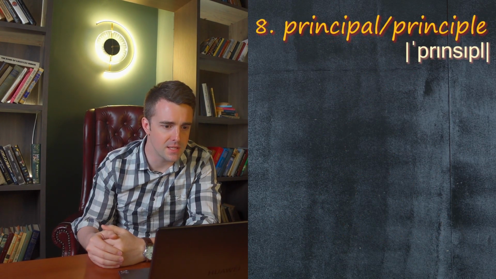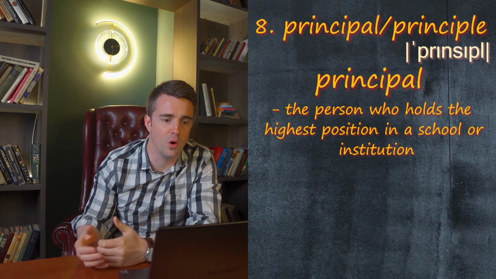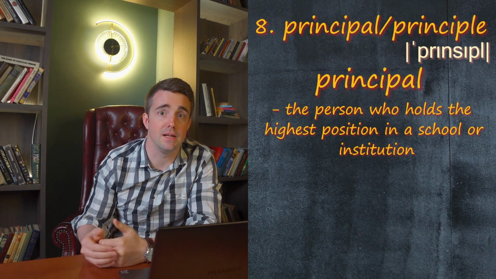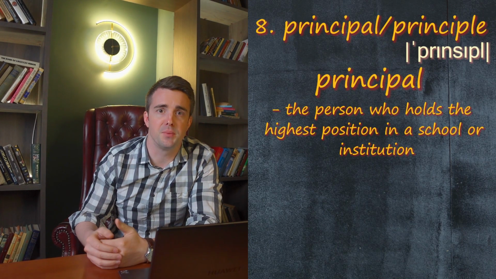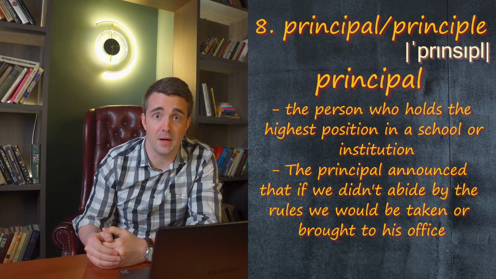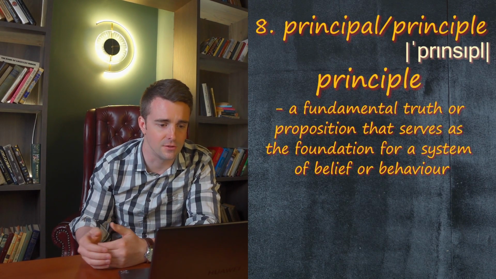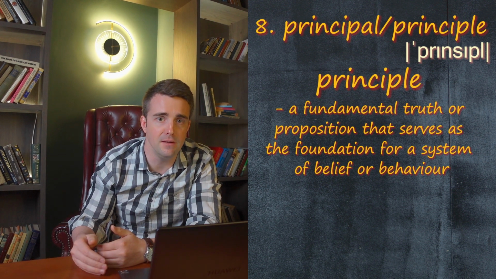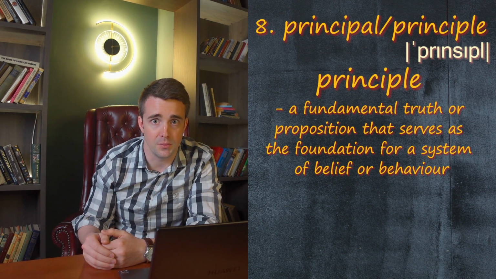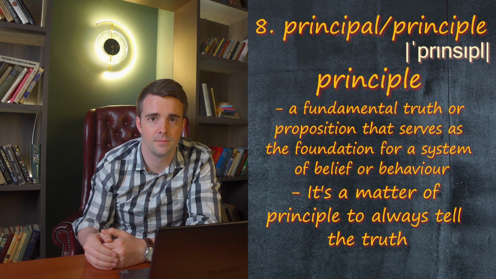Now let's look at principal and principle. So a principal is the person who holds the highest position in a school or institution. For example, the principal announced that if we didn't abide by the rules, we would be taken or brought to his office. And principle is a fundamental truth or proposition that serves as the foundation for a system of belief or behaviour. For example, it's a matter of principle to always tell the truth.